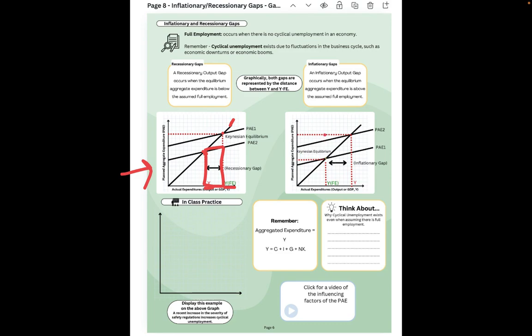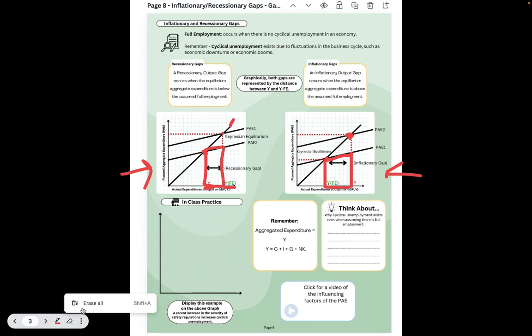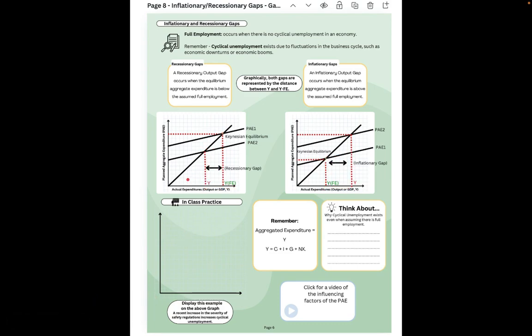On the contrary, in the other graph, this one over here, the Keynesian equilibrium is actually higher than the actual equilibrium, meaning that the inflationary gap is right here. As mentioned previously, the way that you would measure such gaps is the difference between Y and YFE, and for this case, YFE and Y.